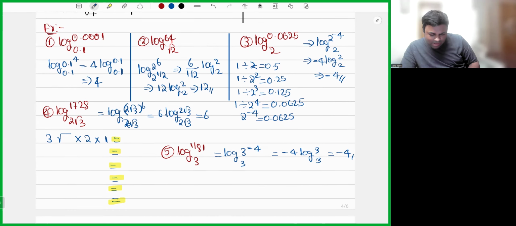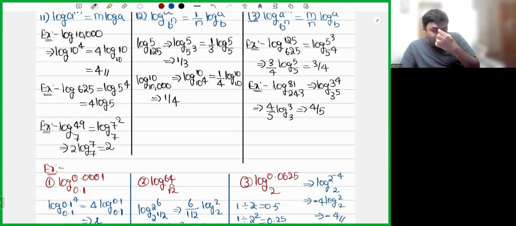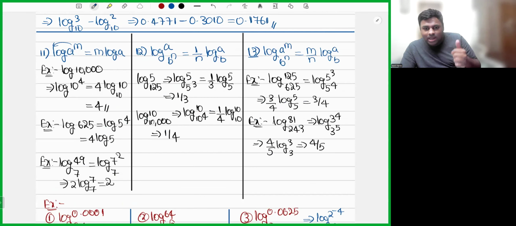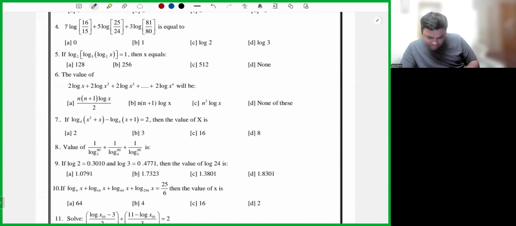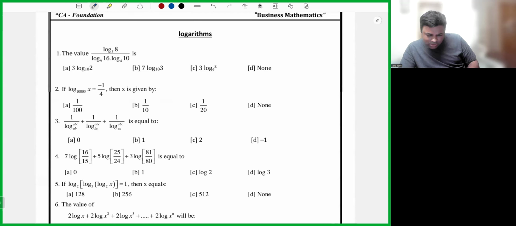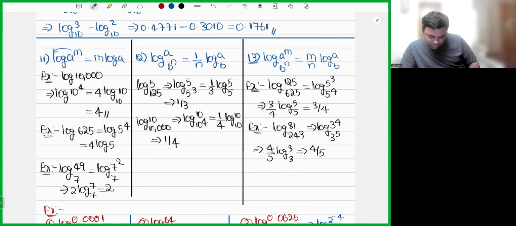So these 5 examples will help us to learn log a power m is m log a. Log a base b power n is 1 by n log a base b. Log a power m base b power n is equal to m by n log a base b. Don't worry, my dear friends. I have selected some good sums. Around 11 sums are there which we need to solve, which will help us to understand the entire concept.